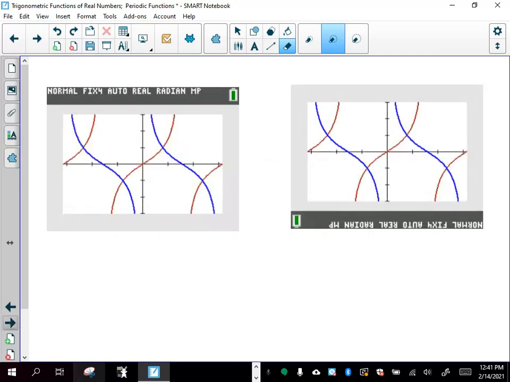This is what your tangent graph looks like. Again, pay attention to the odd functions here. Tangent is in blue, cotangent is in red. I lied to you. Tangent is in red, cotangent is in blue. If I took this one and flipped it upside down, I get the same thing back. And that's why they're reciprocals. Okay.